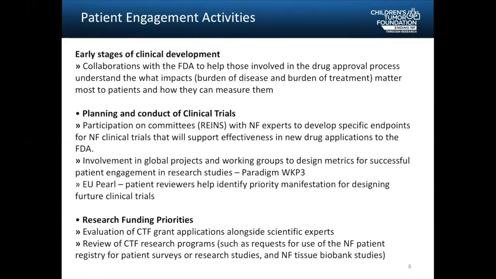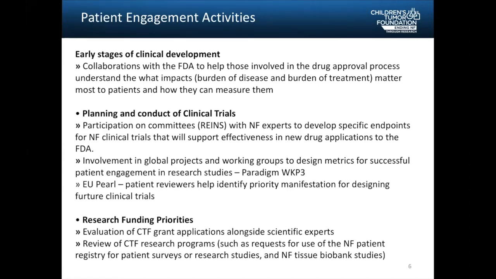One of the latest things that we're doing is that REiNS and CTF are collaborating on a patient training program so that all of our advocates can be more knowledgeable about how to give that input. We're also involved in global projects working to design metrics for successful patient engagement in research studies. I was personally involved with PARADIGM, a European group working on best practices for involving patients in the design of clinical trials.